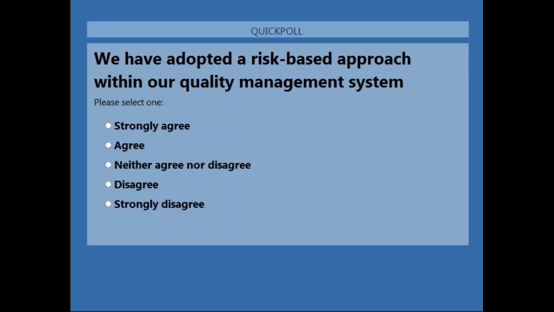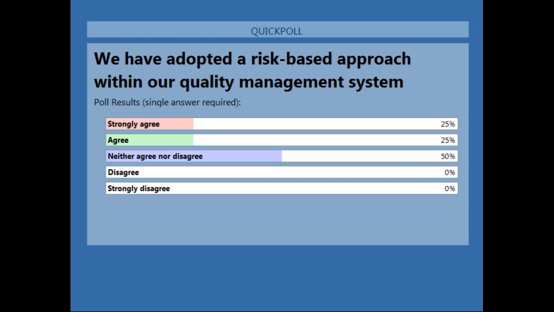Thanks, Gordon. Okay, so now we have your next poll, which is: we have adopted a risk-based approach within our quality management system. So do select one. Do tell us if you strongly agree, whether you agree, whether you neither agree nor disagree, whether you disagree or strongly disagree. Okay, we have some evenly spaced results. For those of you who strongly agree, that's 25%. For those of you who agree, that's 25%. And for those of you who neither agree nor disagree, that's 50%. So I'm now going to pass you back over to Gordon.